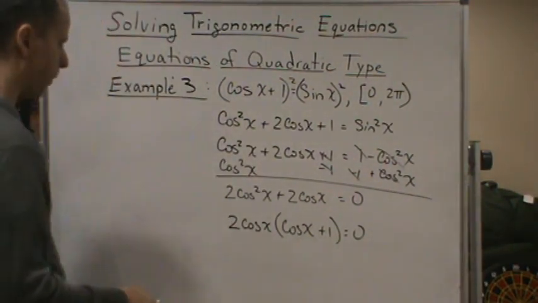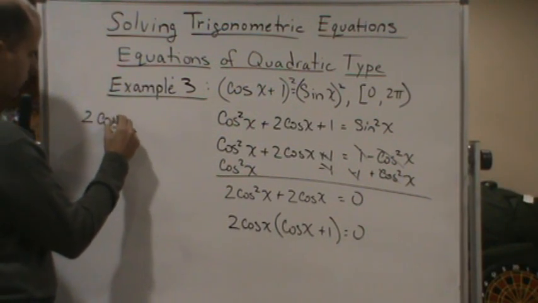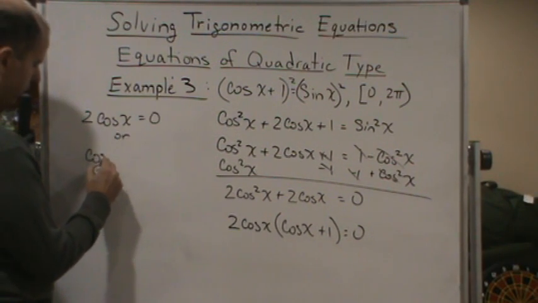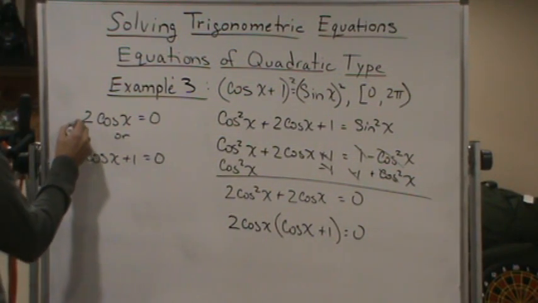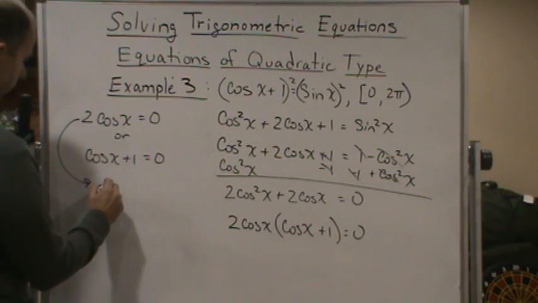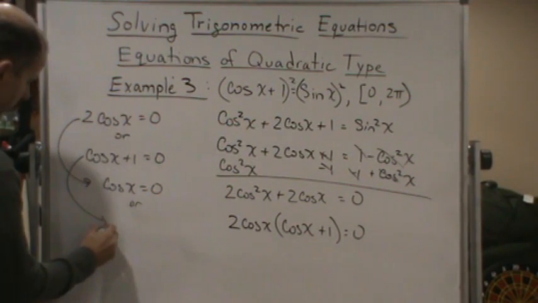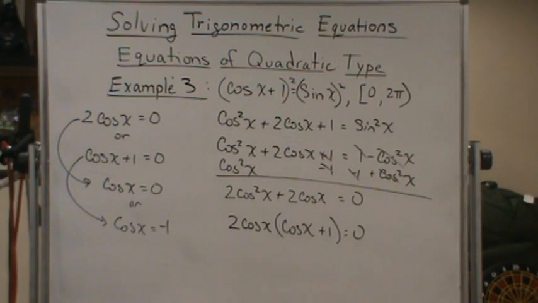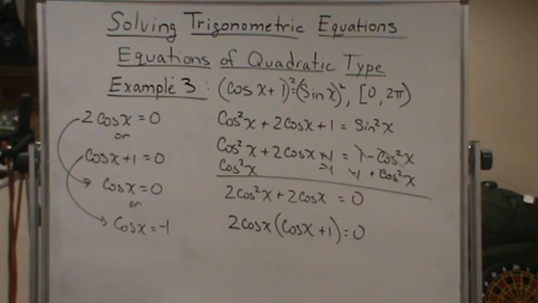Now I get to use the zero product principle, so that means that 2 cosine x is equal to 0, or cosine x plus 1 is equal to 0. And what does that give me? That says, well, cosine x equals 0, or cosine x is equal to negative 1. Now, on the interval from 0 to 2 pi, at what angle is the cosine equal to 0?